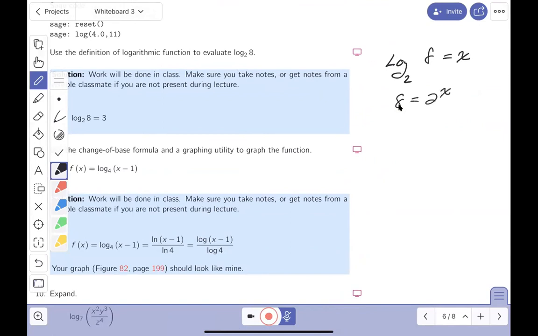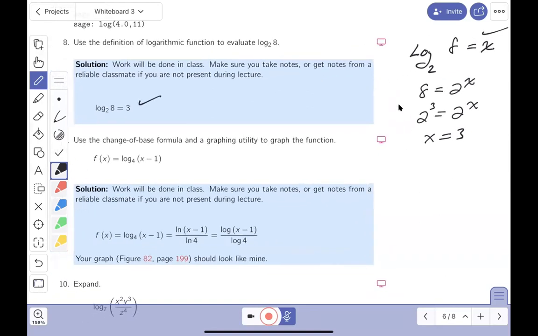And I'm going to write in the same base. What's 8 base 2? It's 2 cubed. 2 to the x. What does this mean? x has to be 3. So what's log base 2 of 8? It's 3. Exactly what we expect it to be.